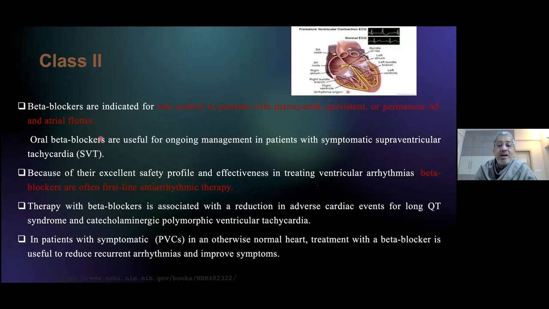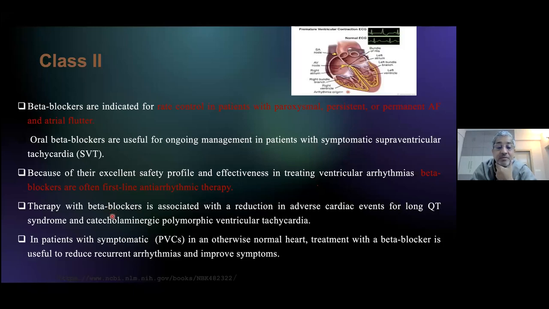And this is the drug which we use daily, every evening, every day in our clinical practice, and this is a beta blocker. So beta blockers are most important in patients with inappropriate sinus tachycardia or in a high anxiety state, and in patients with paroxysmal, persistent or permanent atrial fibrillation to decrease the ventricular rate.